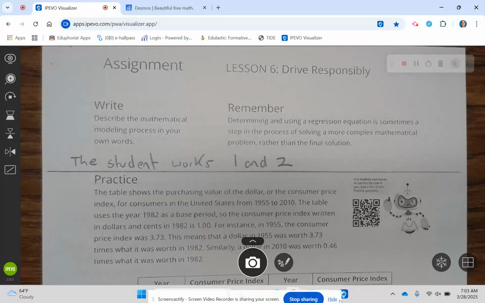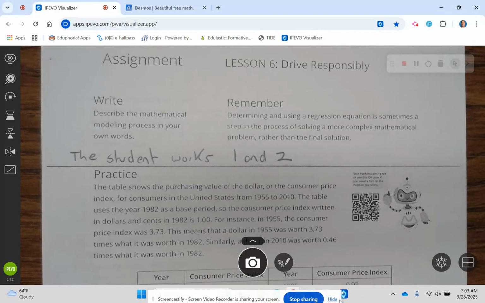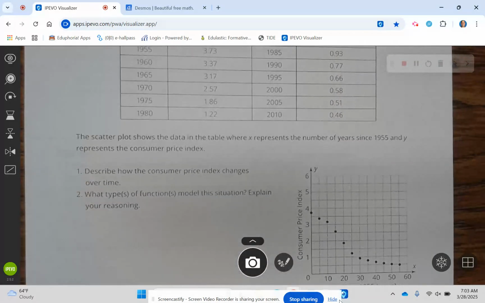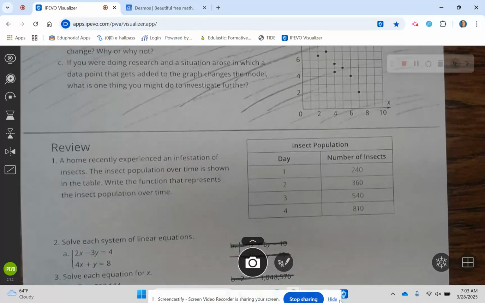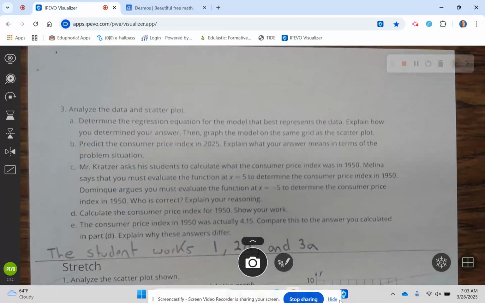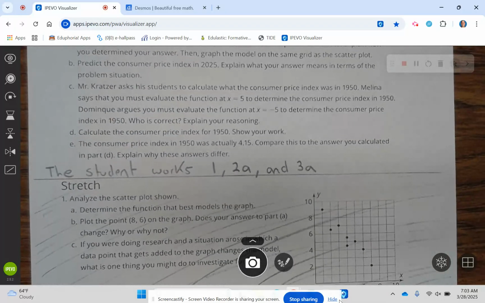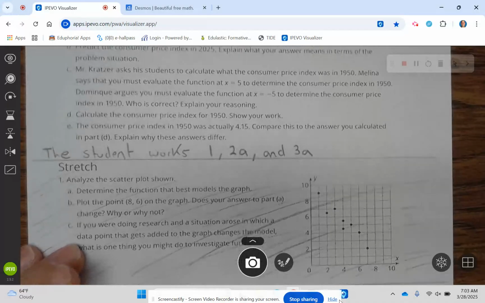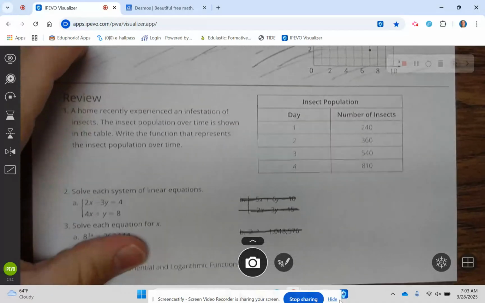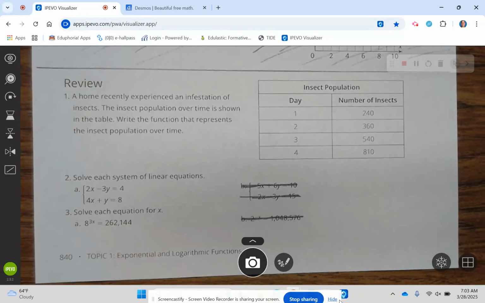All right, the student works 1 and 2. The student works 1, 2A, and 3A. All right, go ahead and finish up your notes, start working on the assignment, and have a wonderful Wildcat day.